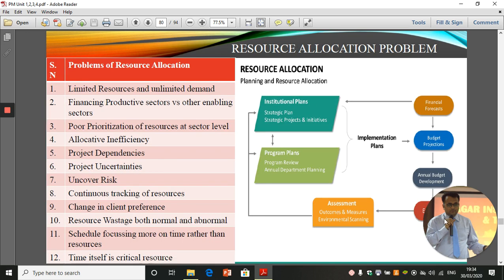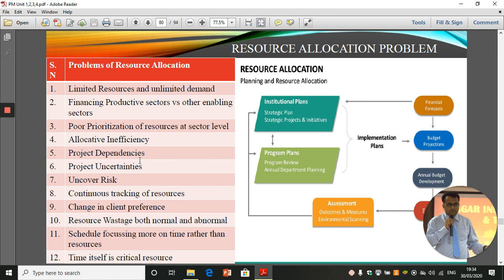So now, what are the problems of resource allocation? Limited resources and unlimited demand. So, the resources are always limited, and there is unlimited want of resources. Financing productive sectors versus enabling sectors. So, there are various enabling sectors which are very important for the running of the business, and productive sectors are the sectors which give you more profit. Then, poor prioritization of resources at sectoral level. Allocative inefficiency. Sometimes you have resources, but you allocate them in an inefficient manner.